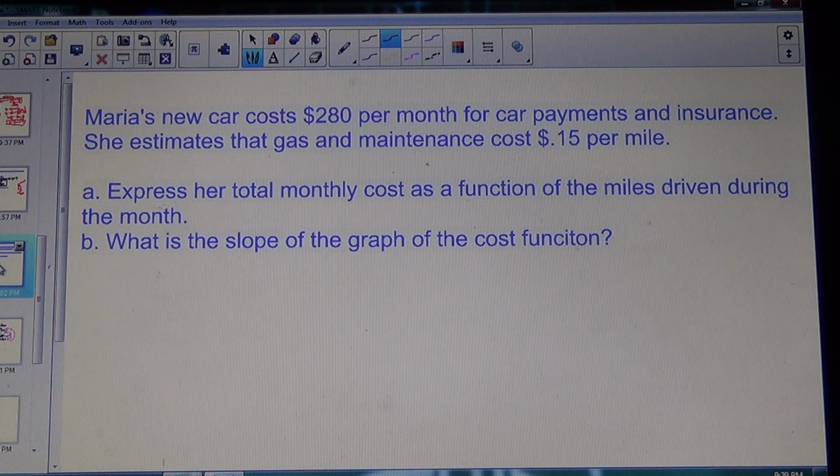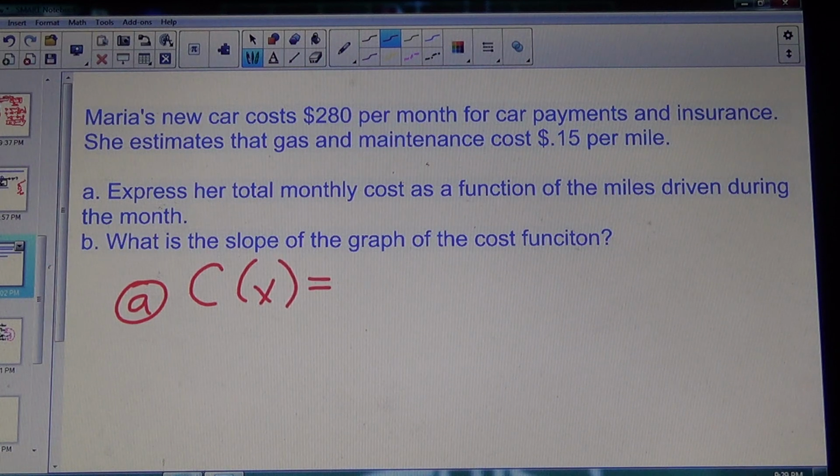So if I'm going to do a cost, I know they're all costs here, so I don't have to put negatives on this. I would say the cost of x, so the function c of x equals, well, what do I know? Correct, yes, I know that $280 is what I have to pay every month. So that's my month automatically. I pay $280 to start the month. Okay, coming out of my checkbook.